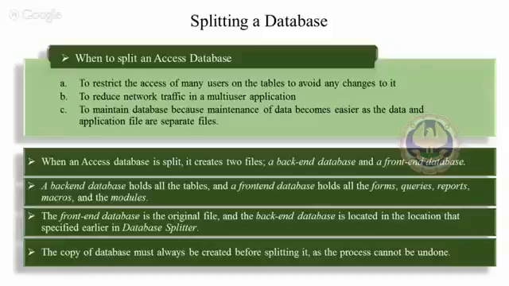A back-end database holds all the tables, and a front-end database holds all the forms, queries, reports, macros, and modules. Once you have split the database, the front-end database will show the table names, but with an arrow indicating that these tables have moved to another file. The file name is the same with an underscore BE, wherein the tables have moved. When you execute it from the front end, it gets executed, but the tables actually reside in the back-end database. The front-end database is the original file and the back-end database is located in the location specified earlier in the database splitter.